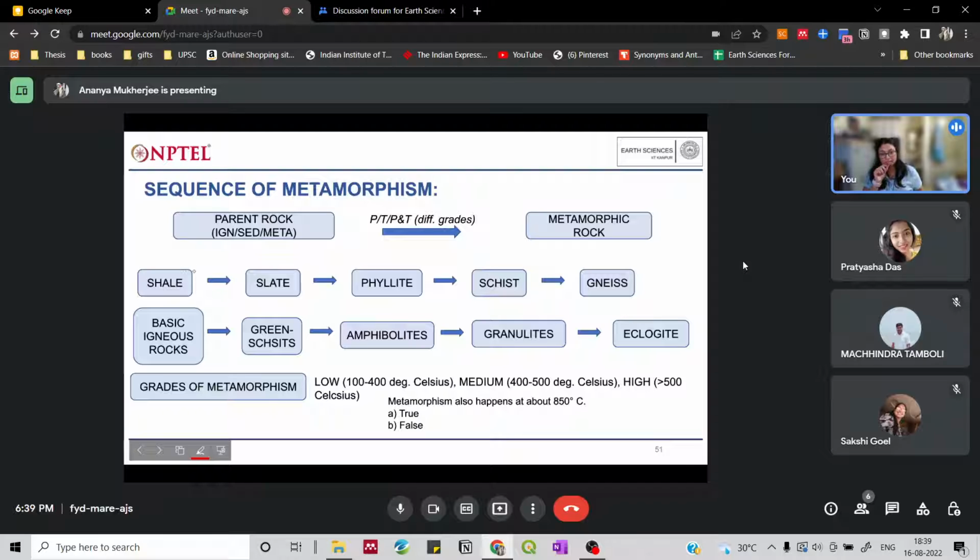As we see in the sequences, when we move from left to right, the temperature or the pressure is increasing. Increasing will be called prograde.